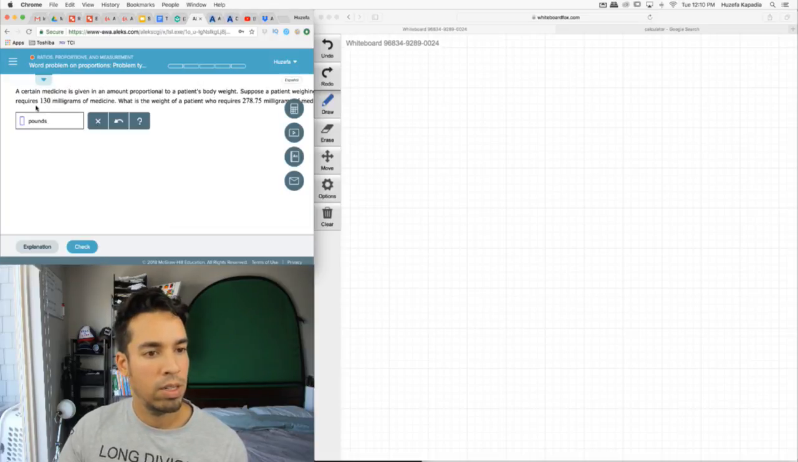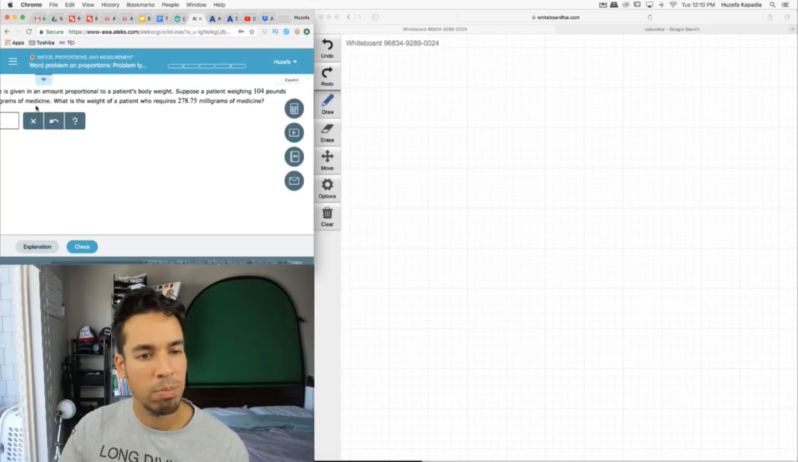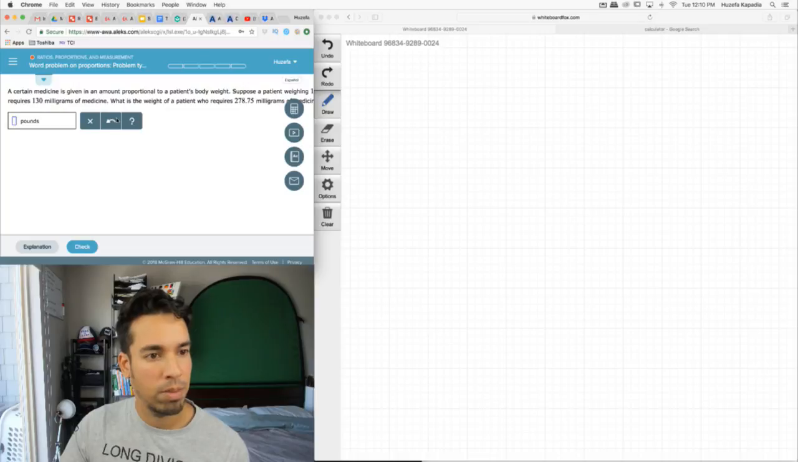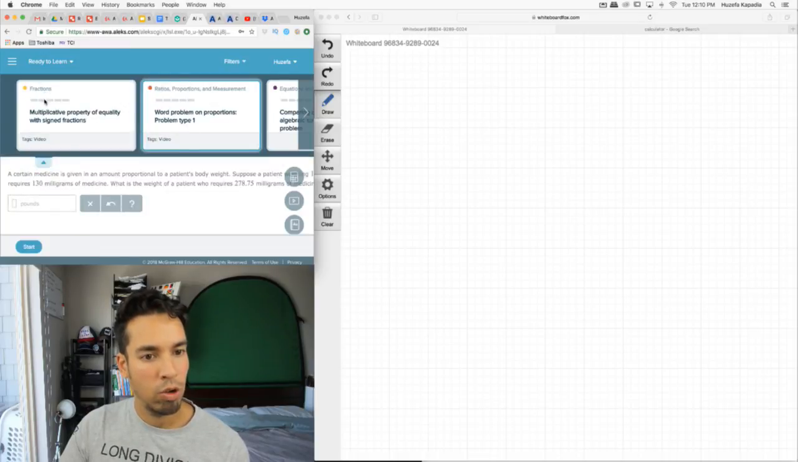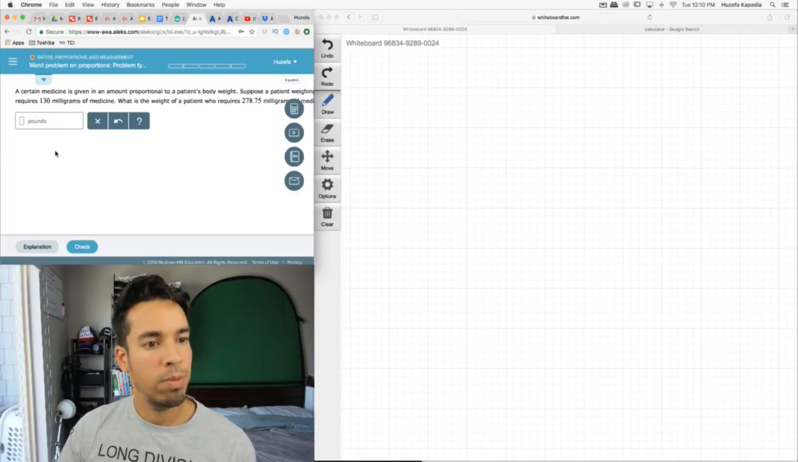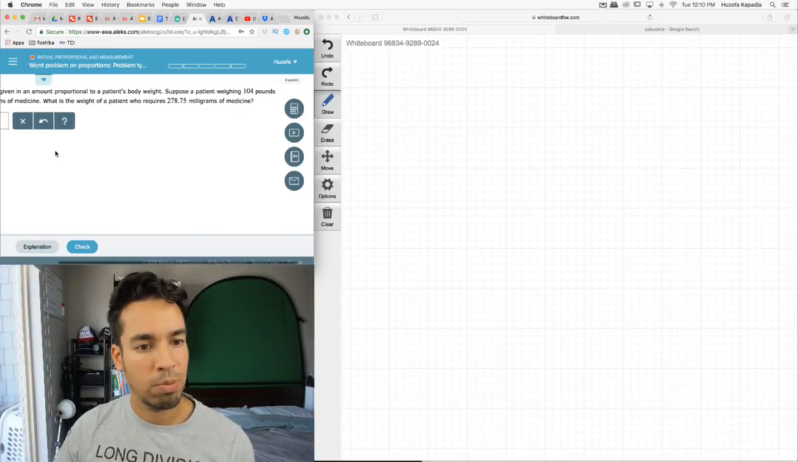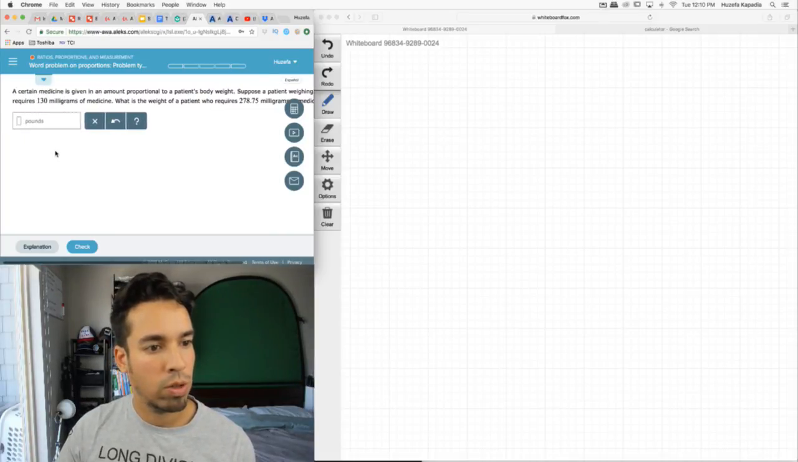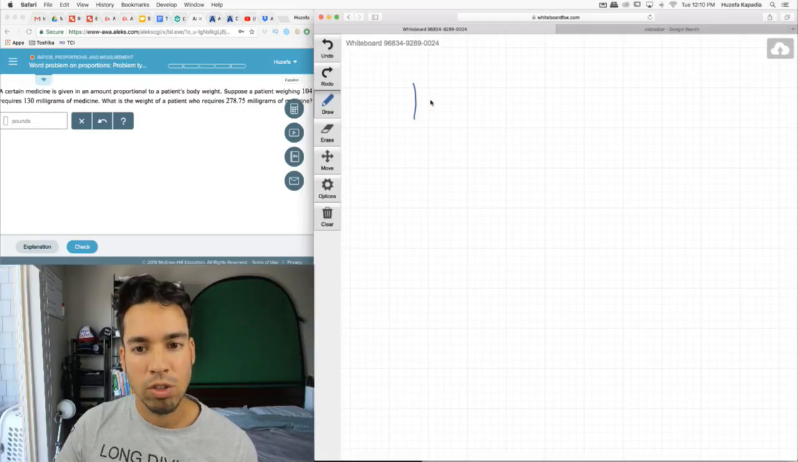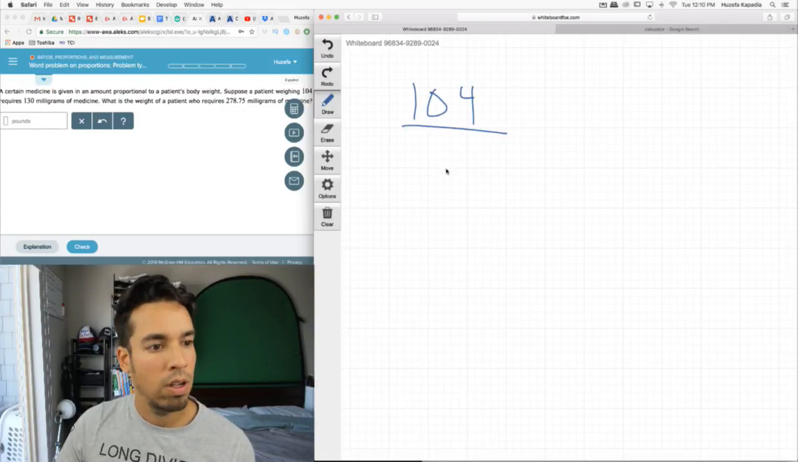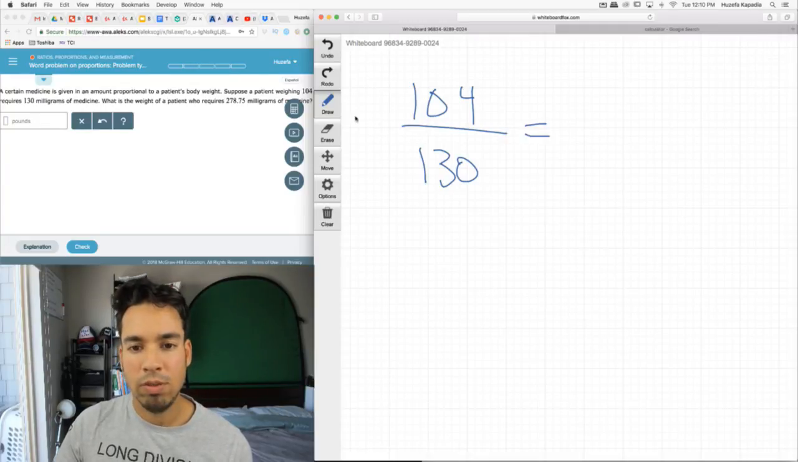Okay, a certain medicine is given in an amount proportional to a patient's body weight. Suppose a patient weighing 104 pounds requires 130 milligrams. Word problem and proportions problem type 1. So somebody weighing 104 pounds requires 130 milligrams. That's the proportion. So remember, we've got weight over milligrams of medicine.